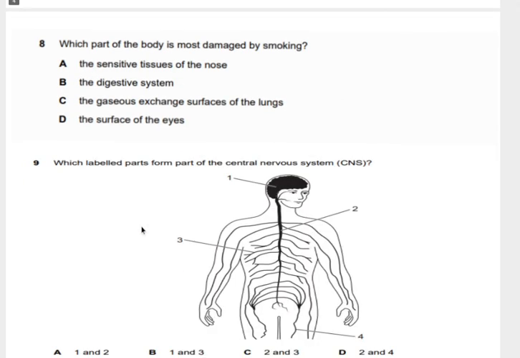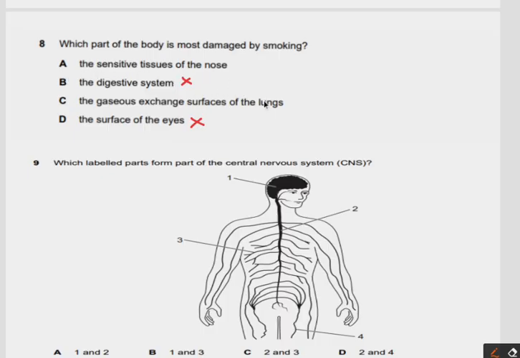So let's see the second question. The second question is saying which part of the body is most damaged by smoking? Is it the sensitivity of tissues of the nose or the digestive system? This one here, we need to remove it. Or the gaseous exchange surface of the lungs, or the surface of the eyes. Of course, these are damaged but not that much. Or the sensitivity of the nose.